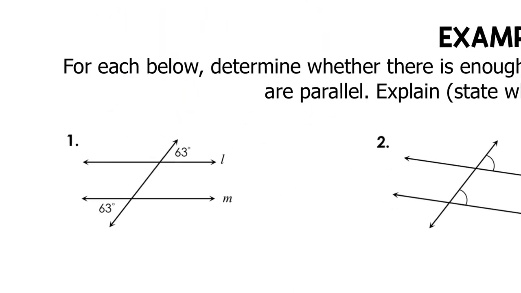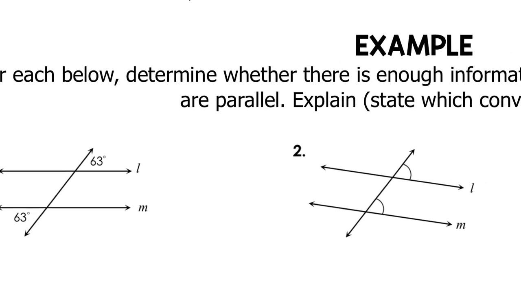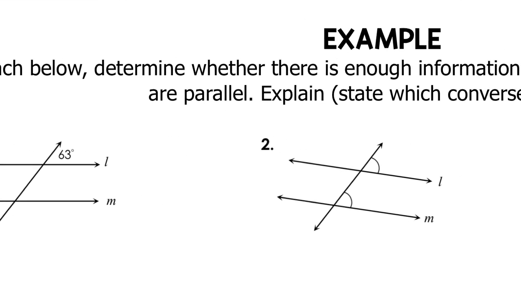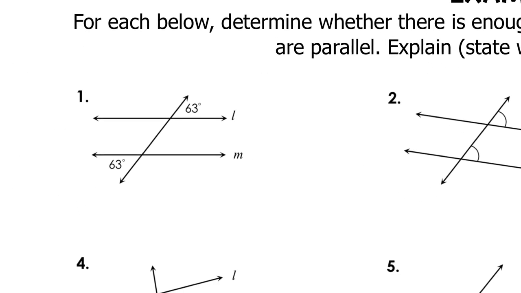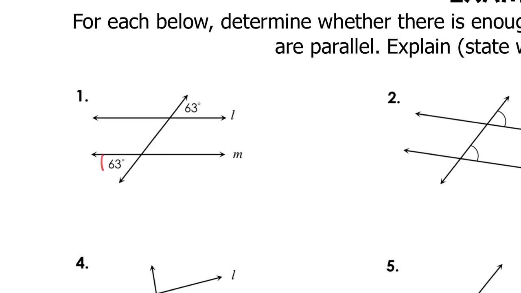All right, so looking at these examples, it says for each below, determine whether there is enough information given to prove that they're parallel. Explain, which means state which converse is used. So if we look at 1, we have two angles that are 63 degrees, and they happen to be what type of angles? Alternate exterior angles. So we can say, yes, L is parallel to M using the alternate exterior angle converse. And we can abbreviate converse CONV.